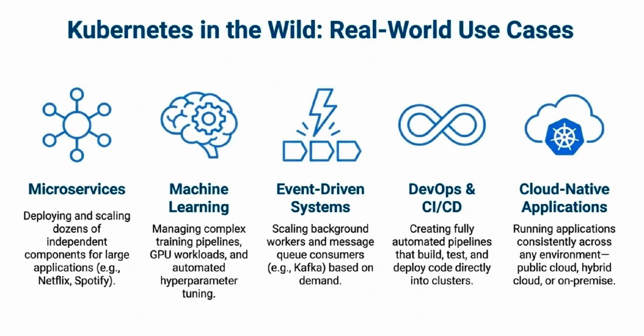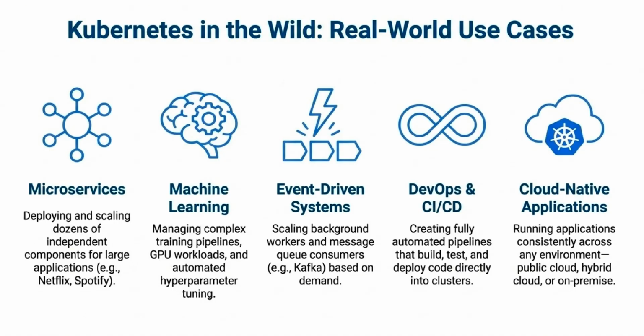Let's look at where Kubernetes really shines out in the world. Microservices, deploying and scaling dozens of independent components like Netflix or Spotify. Machine learning, managing training pipelines, GPU workloads, and automated hyperparameter tuning. Event-driven systems, scaling workers and queue consumers based on demand. DevOps and CI/CD, powering automated pipelines that build, test, and deploy code directly into clusters.